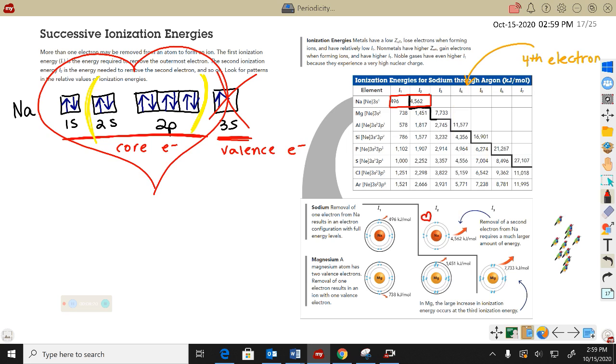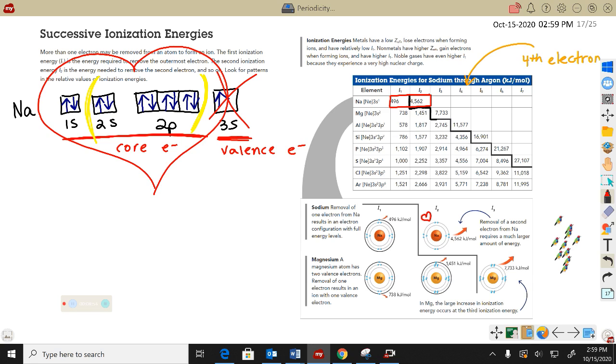This is happiness. When sodium has a full outer shell, the second shell is full now. Why would I want to lose another electron? I don't want to lose more, because that would mean I'm losing my core electrons, the stable electrons. We don't want to do that. So it takes a ton of energy when you switch between losing valence electrons and core electrons. It's not stable to lose the core electrons. They're full.